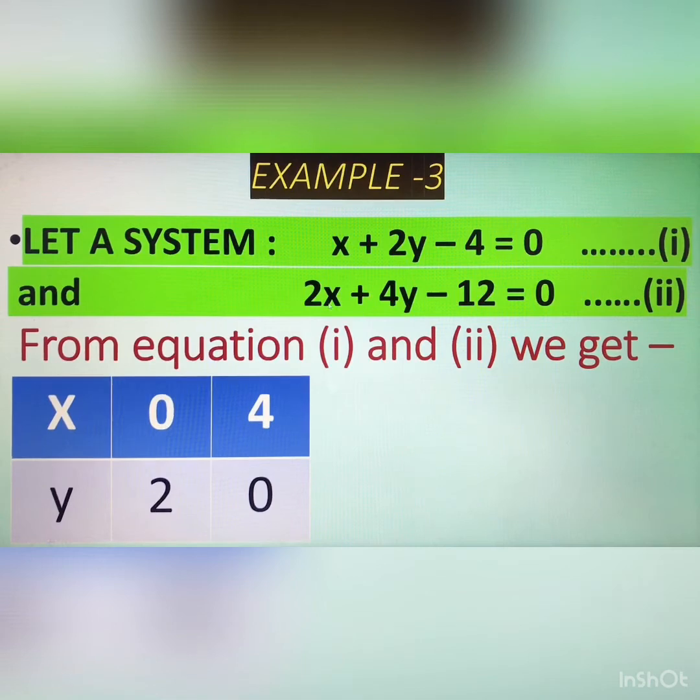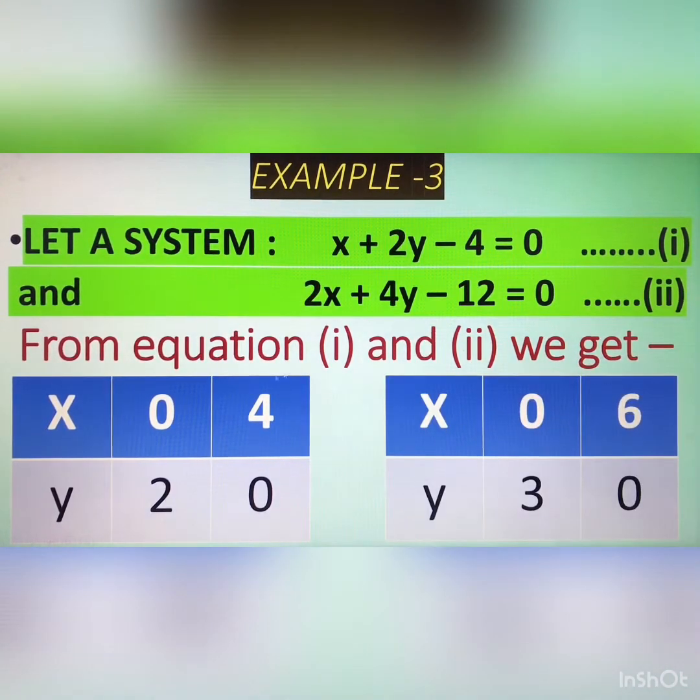In this case, in equation number 1, when you put y = 2, then 2 twos are 4, plus 4 and minus 4 cancel, so you will get x = 0. And when you put y = 0, then transpose 4 to the right-hand side, that is x = 4. So these are the values of x and y.